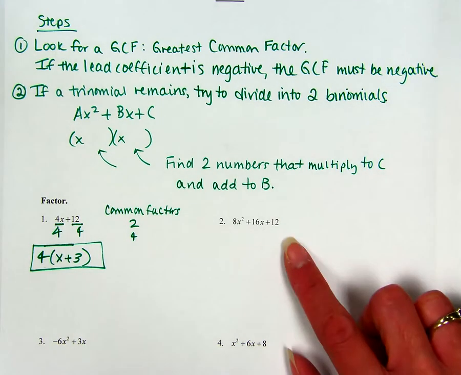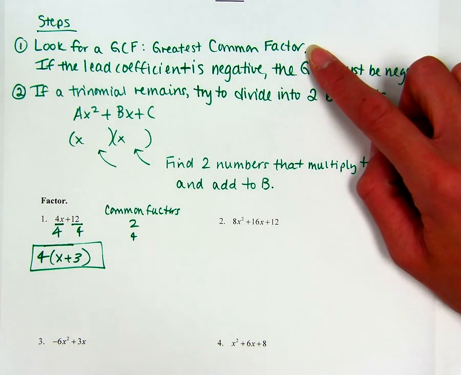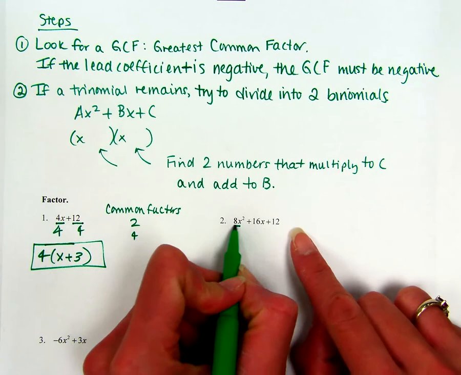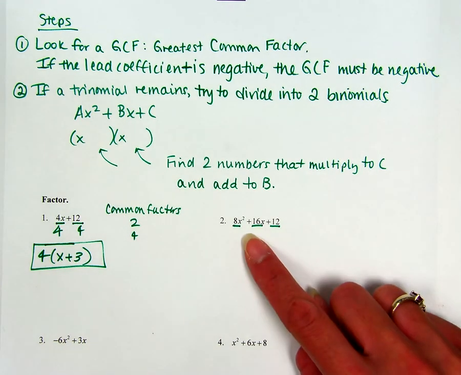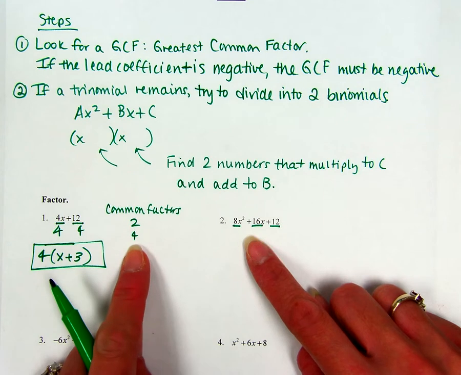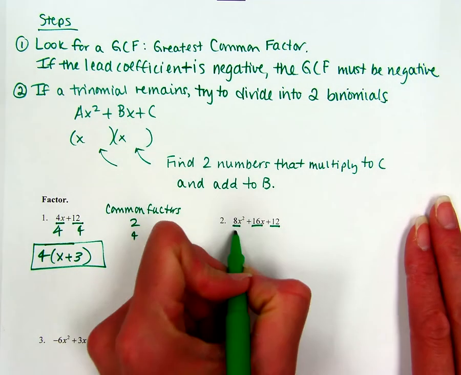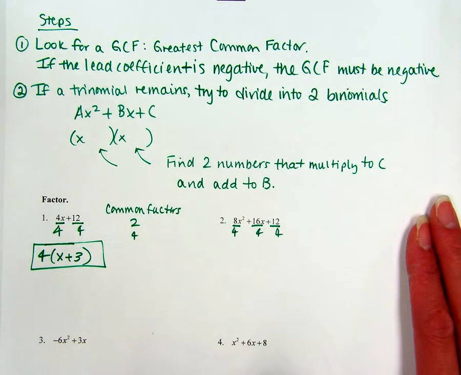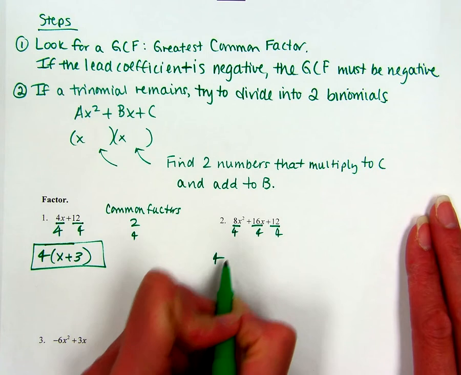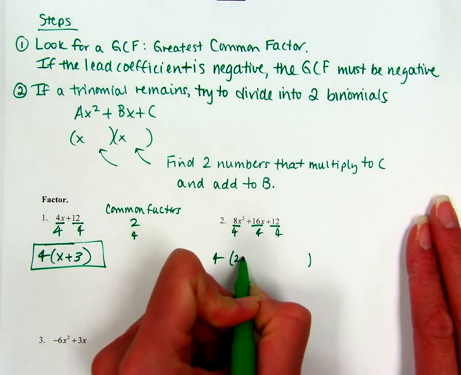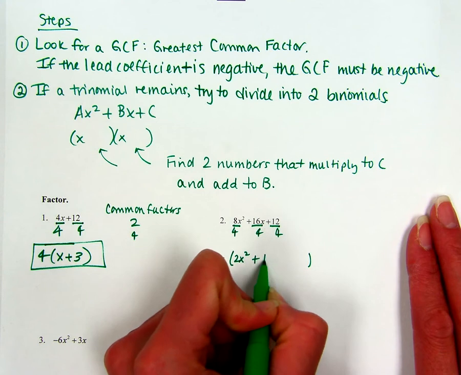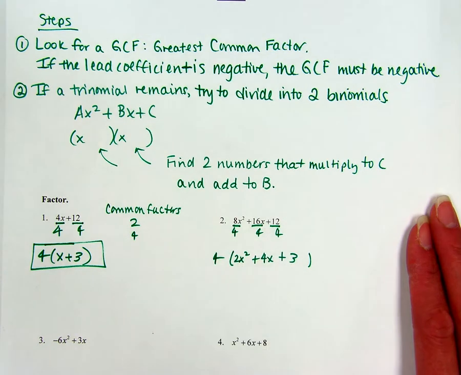All right, so problem number 2, we're going to do looking for a GCF first. Okay, what can we divide all 3 of these terms by? Well, we could divide them by 2 or 4, same thing as what we did in the last problem, but I want the largest number, so I'm going to divide them all by 4. All right, so my 4 is my GCF, and then I need to write what's left over. So I have 2x squared plus 4x plus 3.